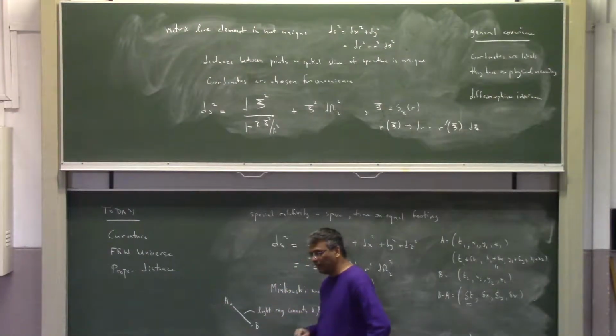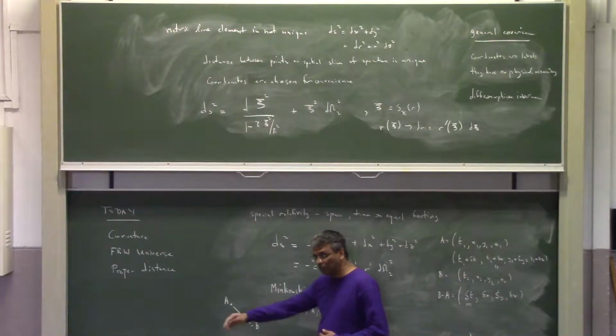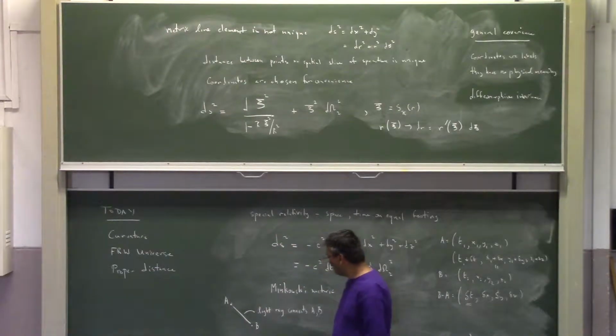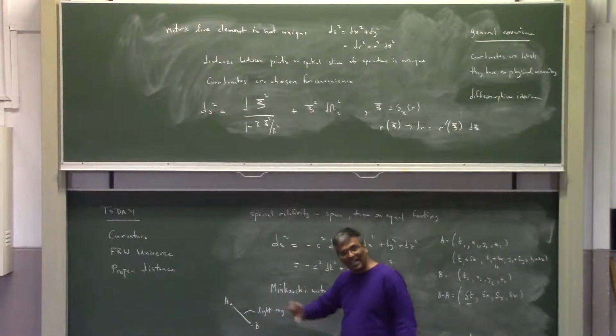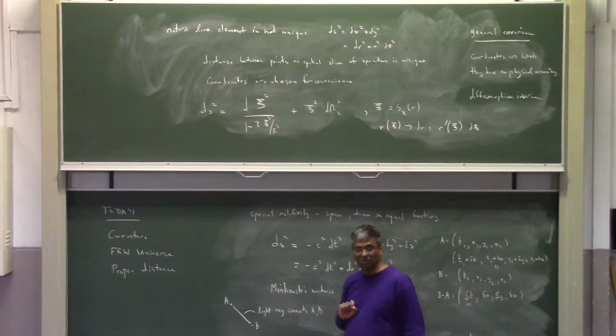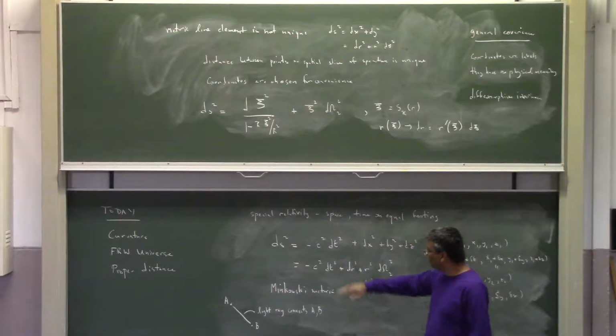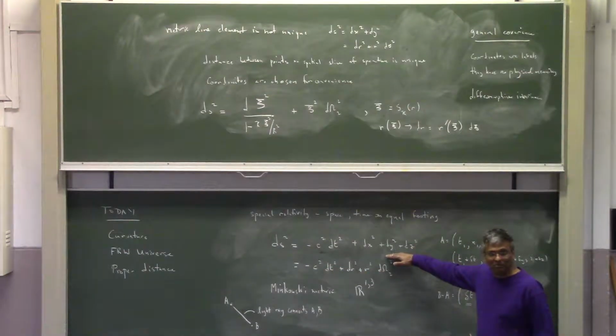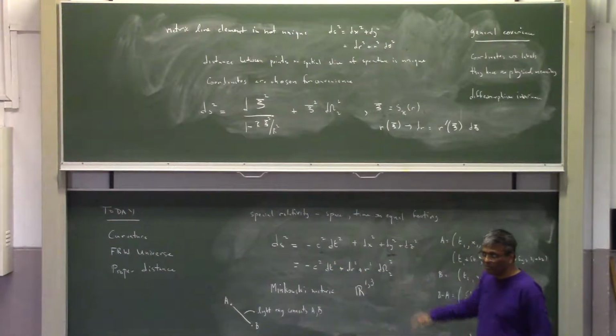So you start at B, you send a signal with light to a point A in space-time. It takes a while for the light to propagate from B to position A in space. So there's a separation in time as well between these two points. The claim is any two points connected by a light ray like this are at zero distance, because this minus term here exactly cancels this plus term here. Okay.